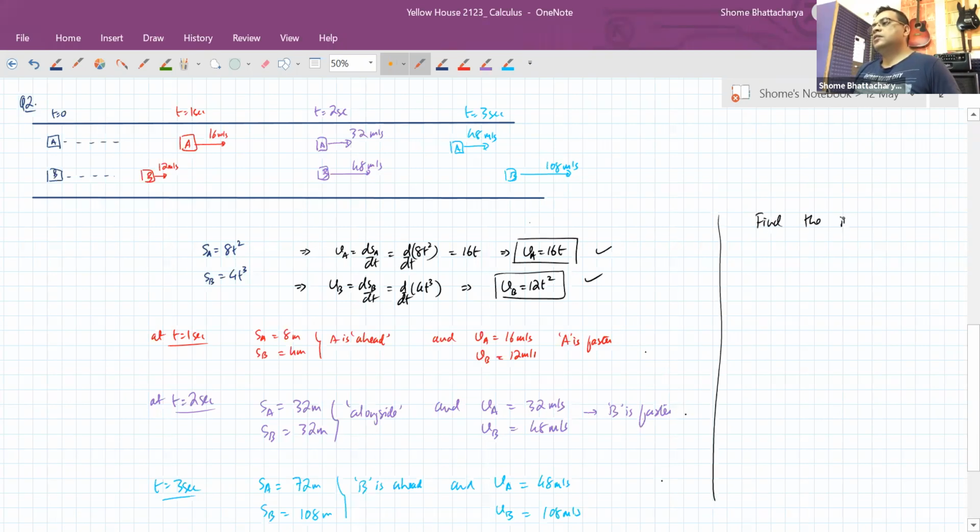Sir, I have a doubt. Yes. How did you calculate the distance covered by A and B at t is equal to 3 seconds? At t equal to 3 seconds. Okay. So let's substitute in this formula. SA is equal to 8t square, so that is 8 into 3 square. So that's 72 meters. Got it, no? Okay, sir. And similarly for B also, just put it in the formula 4t cube. Yeah.